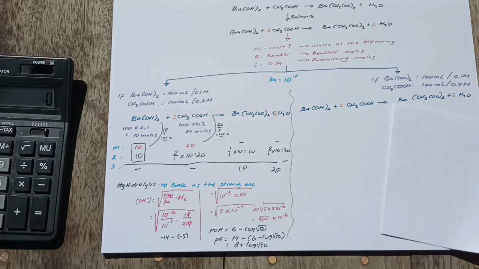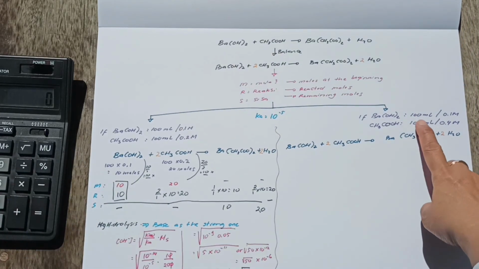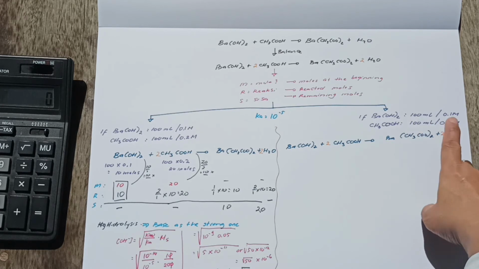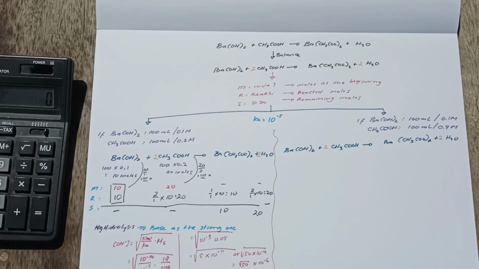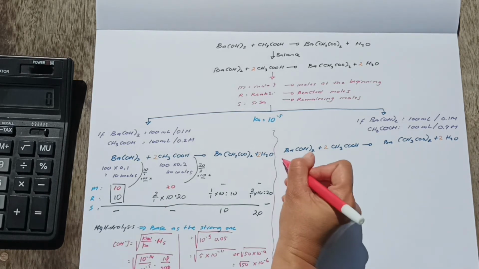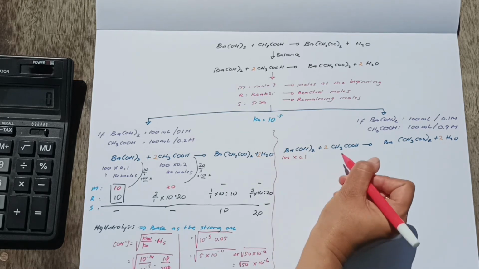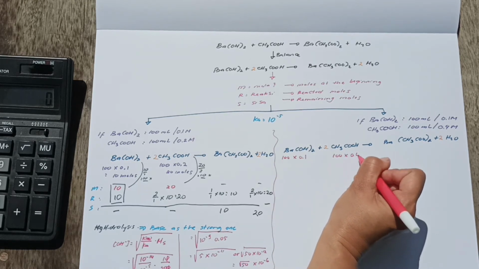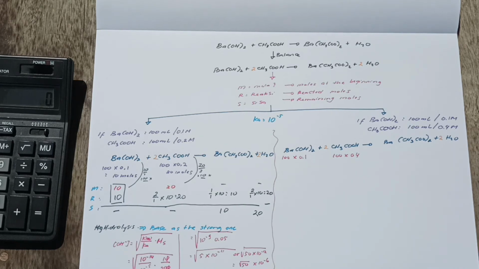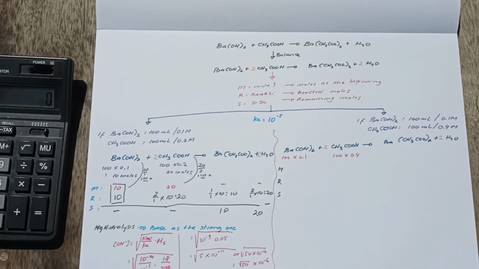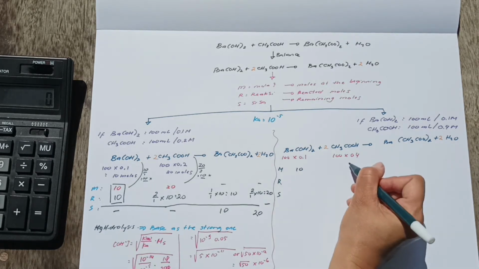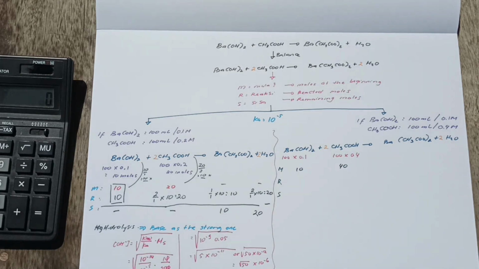Now, moving on to this one. If the barium hydroxide is 100 milliliters 0.1 and the acid is 100 milliliters 0.4. So put all the known quantities here again. 100 times 0.1, 100 times 0.4. And you'll have mula-mula, reaction, and remaining. This is going to be 10, this is going to be 40. Again, find the smaller one.